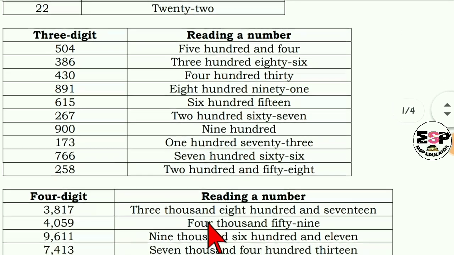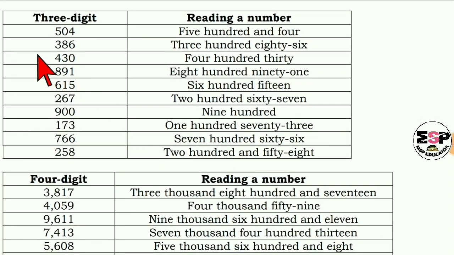Now see 3-digit numbers. 504. How to read it? As 5 is on the 100 place, 0 is on the tens place and 4 is on the unit place. So it will be 504. Okay, 386. 3 is on the 100 place, that's why 300, and together you are going to read 86. Okay, 386. 430. Right children?